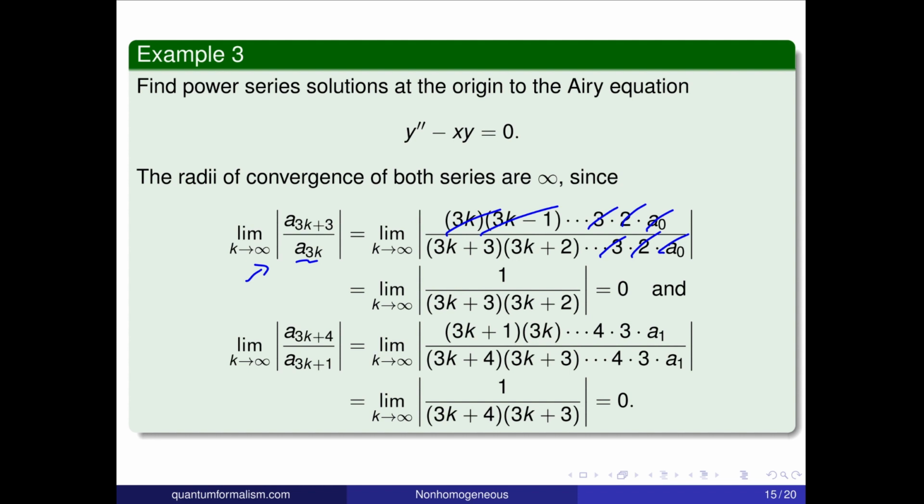Similarly, for this other series, the same thing will happen. All this stuff will cancel out. You'll just end up with 1 over 3k plus 4 times 3k plus 3, and that will also have a limit of 0 as k goes to infinity. So that also has a radius of convergence of infinity. So those power series will be valid solutions on the entire real line, which is nice.